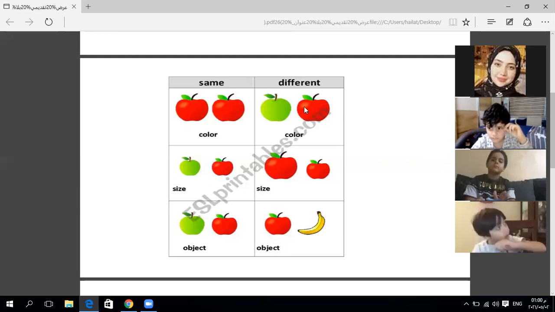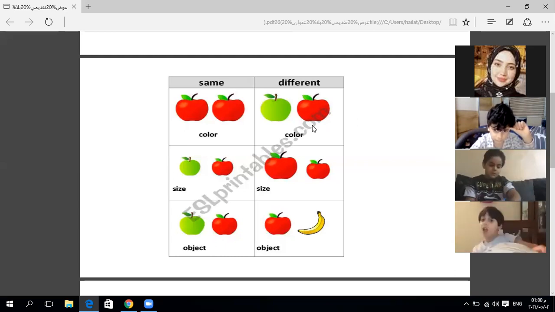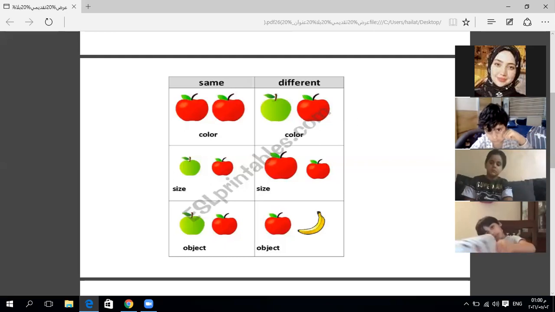No. One of them is green and the other is red, so they have different colors. They have what, Faris? Different colors. Excellent.